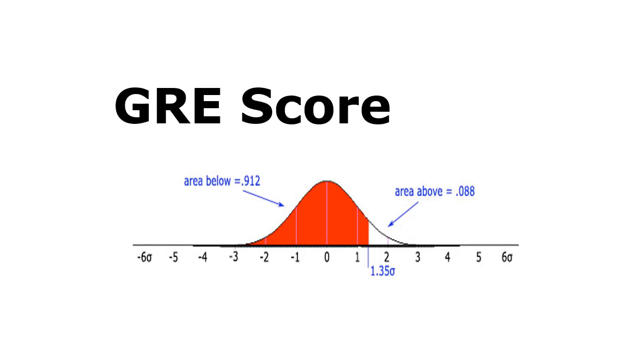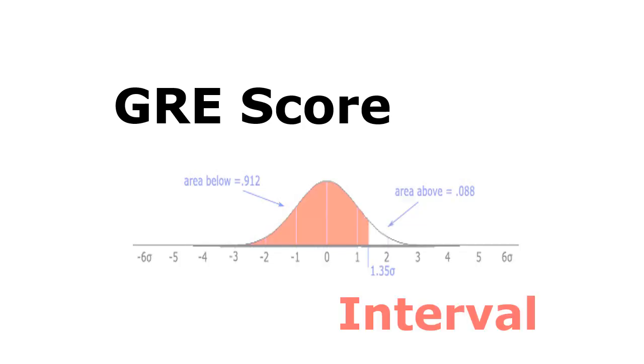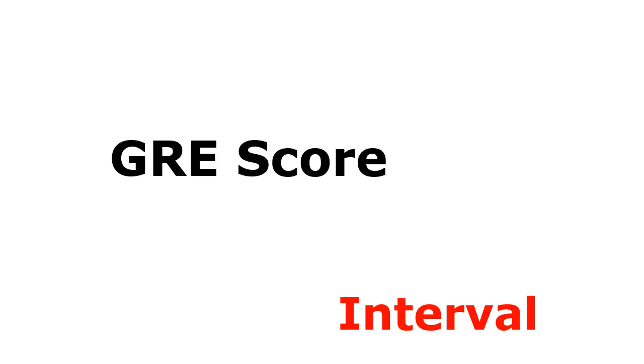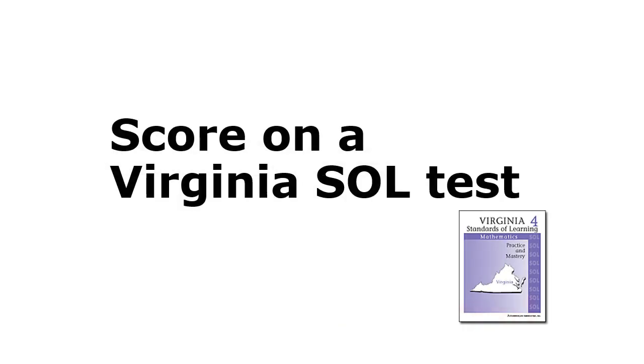What about GRE scores? GRE scores are norm-referenced test scores. Now, hopefully you remember that those would be interval types of data. What about scores on a Virginia SOL test? For those of you who are teachers, you might be more familiar with this type of scoring.